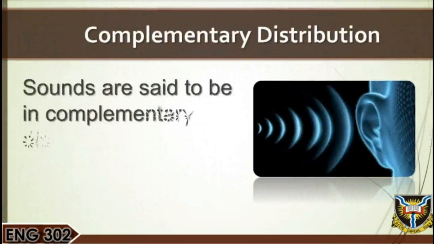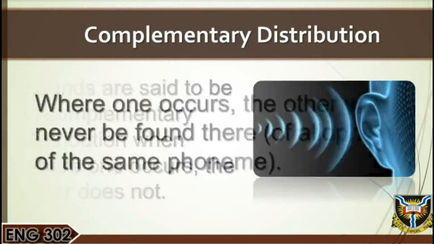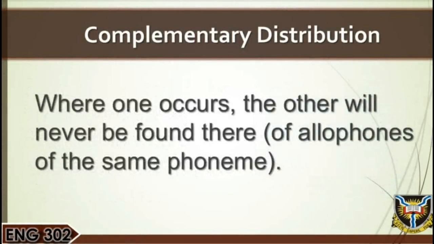Complementary distribution. Sounds are said to be in complementary distribution where one occurs, the other does not. This is a common characteristic of allophones of the same phoneme. Where one occurs, the other will never be found there. A nasally released P, [Pn], will never occur before a lateral sound. An aspirated P, [Ph], will never occur at word boundary. Finally, where you may find an unreleased P, [P°].